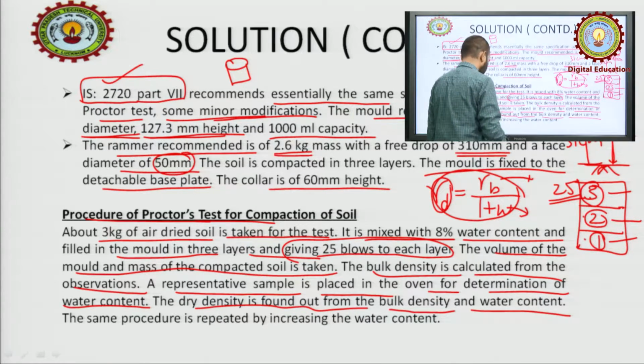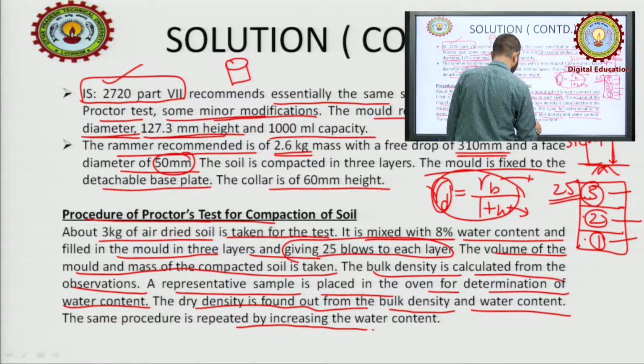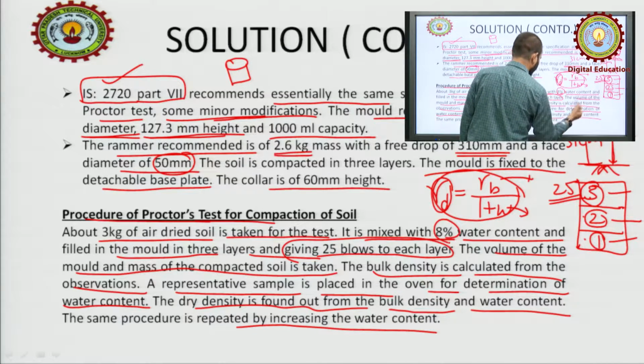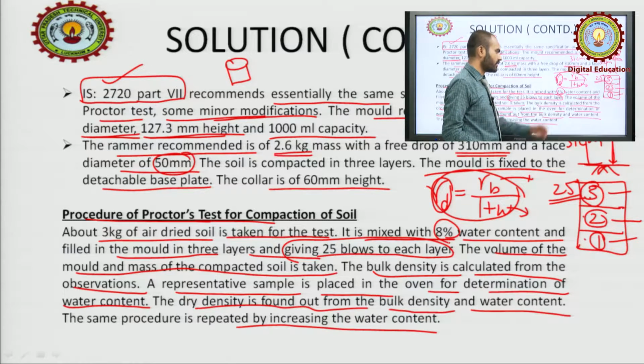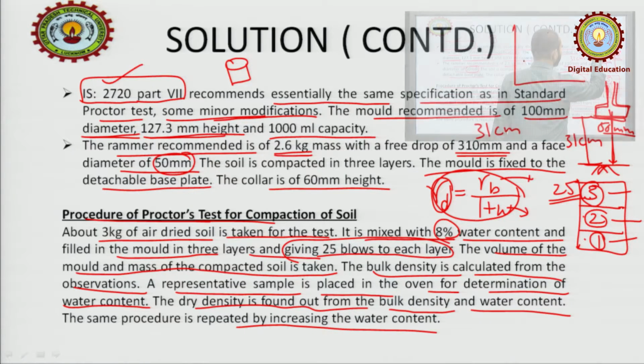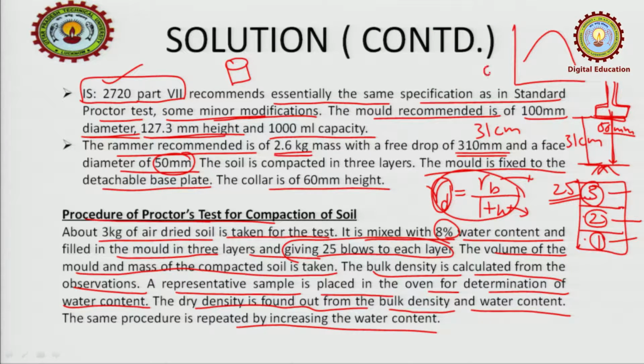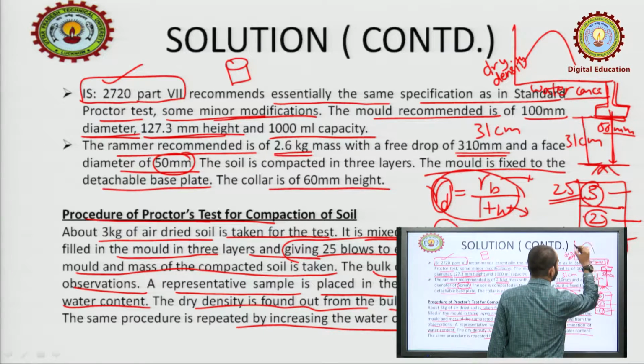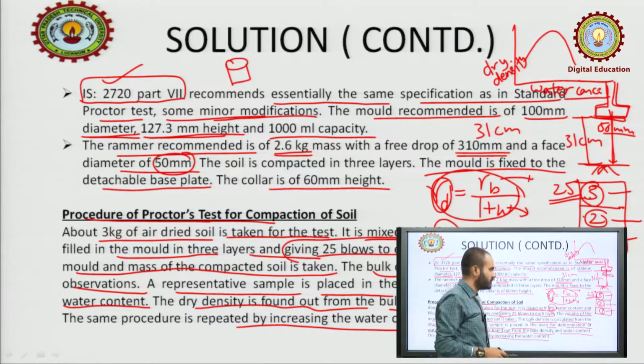Okay. Then the test is repeated, increasing the water content. First we start with 8, then we can go further, increase the water content and do the compaction test, so that we can get a curve between this is the dry density, and this is water content. Okay, this type of curve will be obtained. Okay, we will be seeing that.